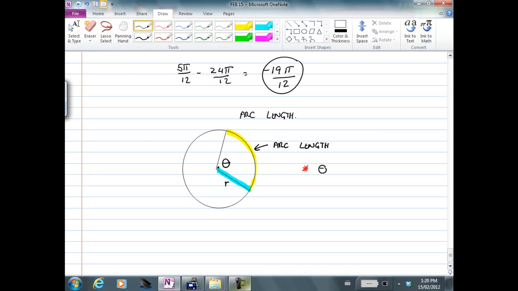Theta must be in radians. There is no exceptions to this rule whatsoever. Theta must be in radians.